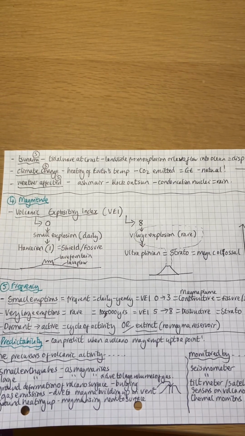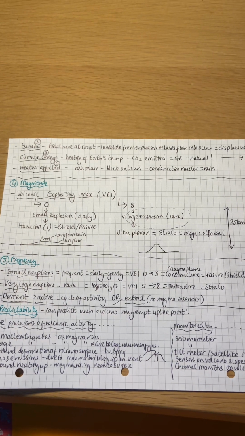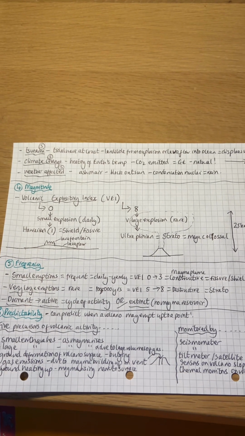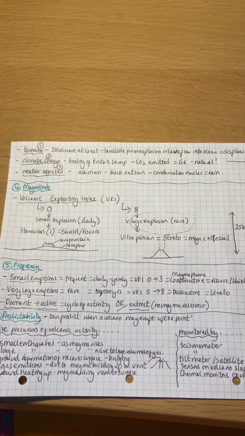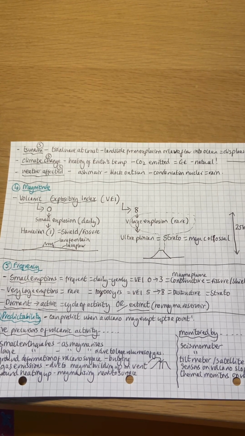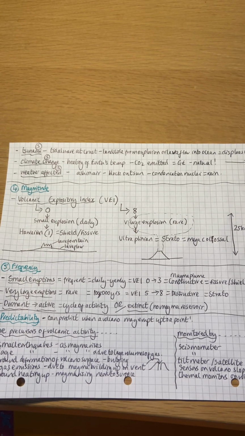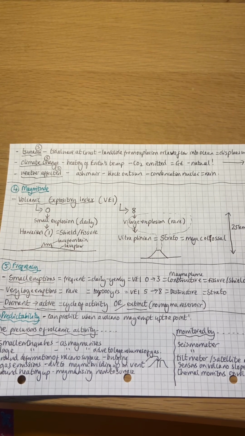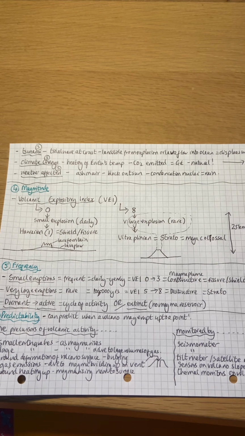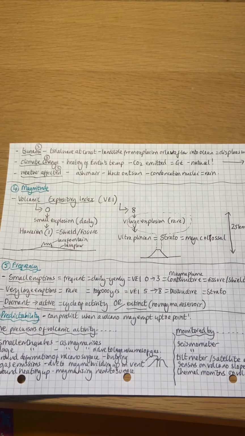So fifth section is frequency. If I just pull back a bit, you might be able to get most of that in. So frequency, small eruptions, very frequent. That means daily, up to kind of yearly. VEI equivalent for that tends to be 0 to 3. Where would they happen? Magma plume, so Hawaii, and constructive plate boundary with the fissure or the shield volcano.